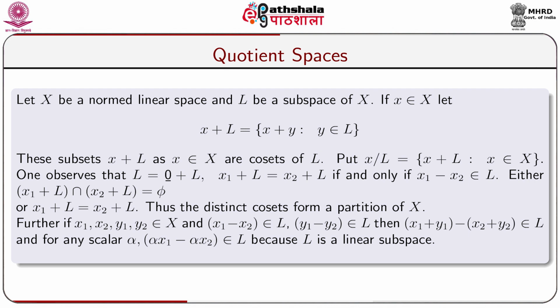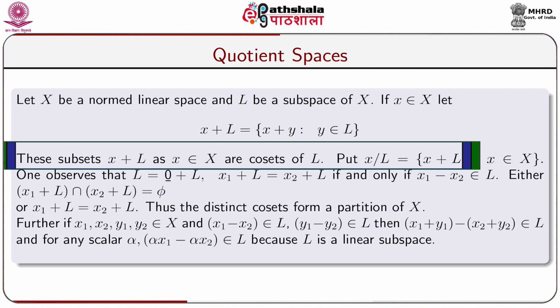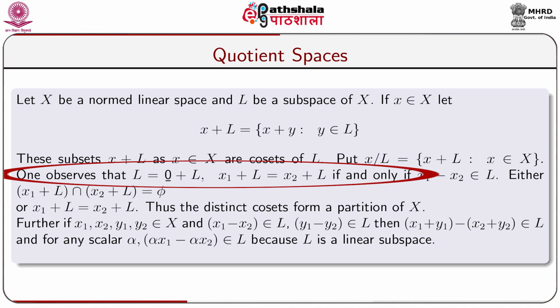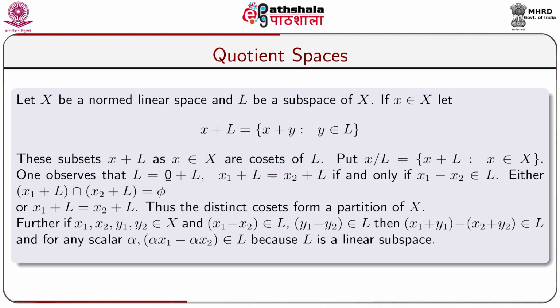Let capital X be a linear space and let capital L be a subspace of X. Let us take x, an element of capital X. Let x plus L be the collection of all such elements x plus y, where y is taken from capital L. These subsets x plus L, as x belongs to capital X, are called cosets of capital L. Put X by L equal to the collection of all such sets x plus L, where x belongs to capital X. One can observe that L is equal to 0 vector plus L, because 0 vector belongs to capital X and X is a linear space.